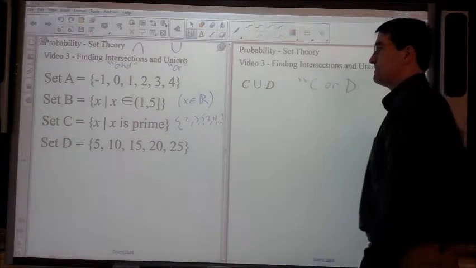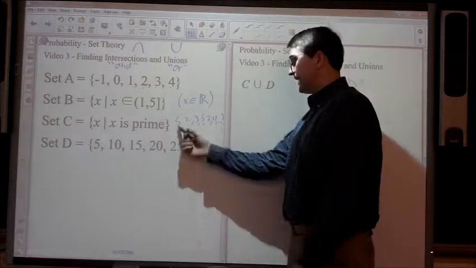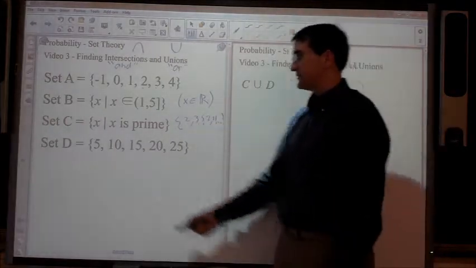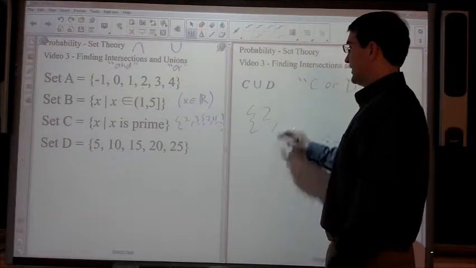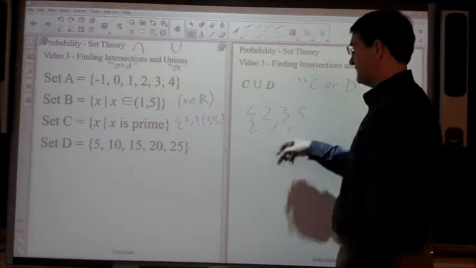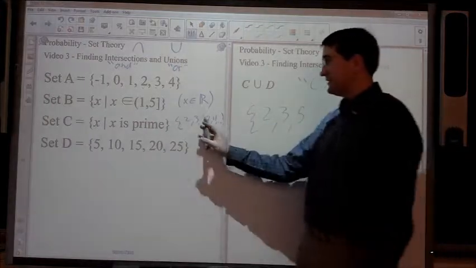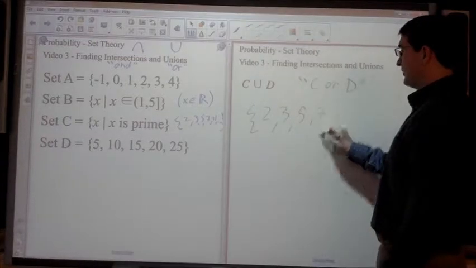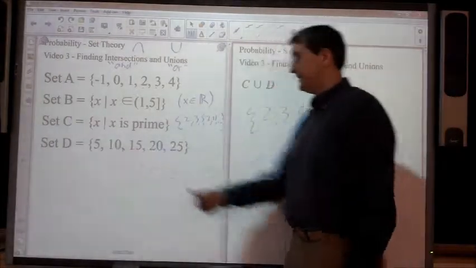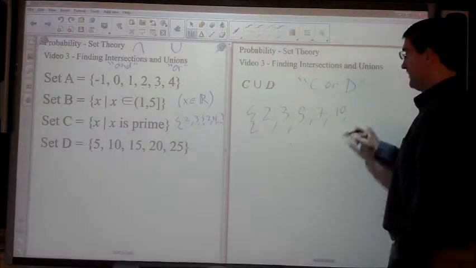Well, we have all of these numbers, all of the prime numbers, plus all of these. So we got 2, which is prime, 3, which is prime, 5, which we said is in both sets. Again, it appears in both. We're only going to write it the one time. 7 would be next, then the 10, then the 11. What comes next after 11?